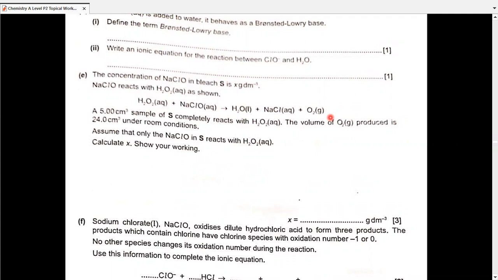The concentration of NaClO in bleach is x. You have to find the concentration. Yes, you have to find the concentration. If you look carefully at the answer, in the first line of the question you need to find mass concentration. But every piece of information given in the question leads to molar concentration, which means first find out the molar concentration and then convert it to mass concentration based on the conversion principle.